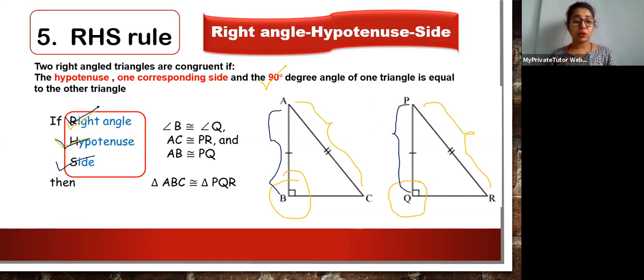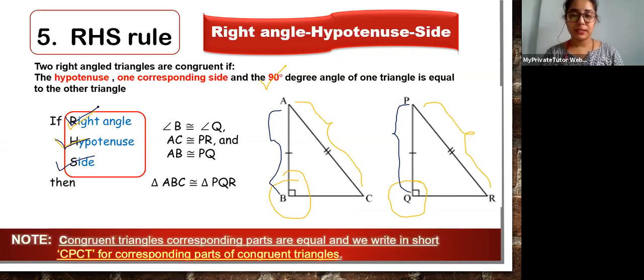Okay, it is important that you should be knowing the third side as well. Getting it? So by RHS rule, the two triangles given are congruent. The triangle ABC is congruent to triangle PQR. So two right angle triangles are congruent if the hypotenuse, that is the side opposite to the 90-degree angle, one corresponding side, and the 90-degree angle of one triangle is equal to the other triangle.